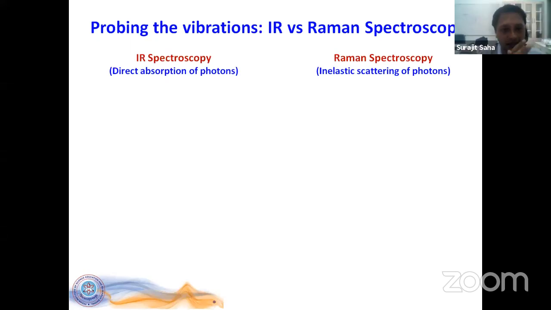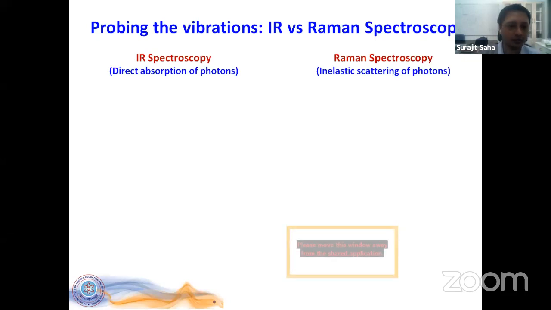Now, I'll go to the part where I'm going to discuss how we can probe these vibrations, whether it's the molecular vibration or the lattice vibration. There are several techniques which come under vibrational spectroscopy, but keeping the constraint in mind about today's topic, I'll just be mentioning IR and Raman spectroscopy. I'll be slowly going into steps where I give the different pictures or contrasts that these two techniques offer.